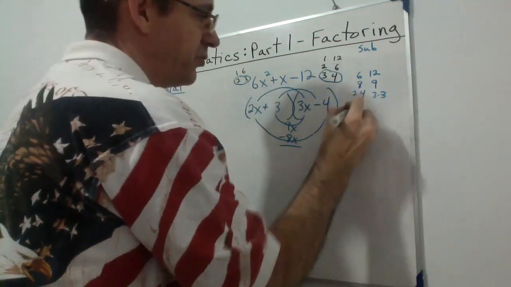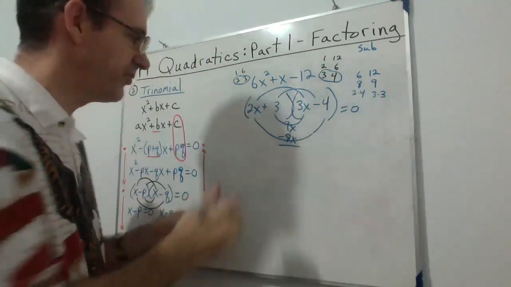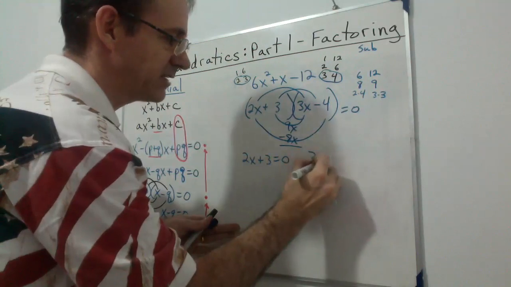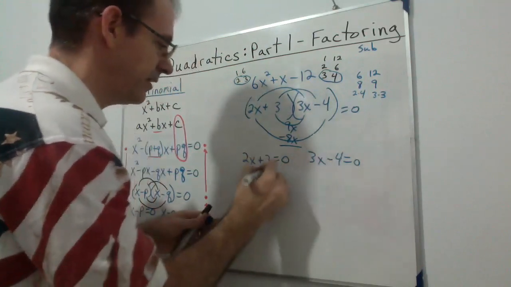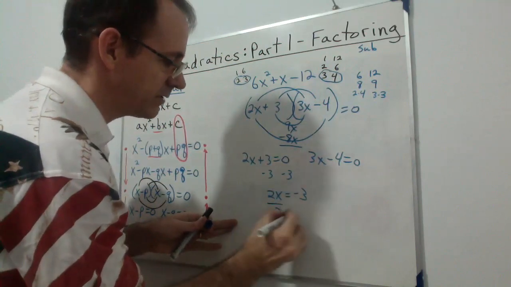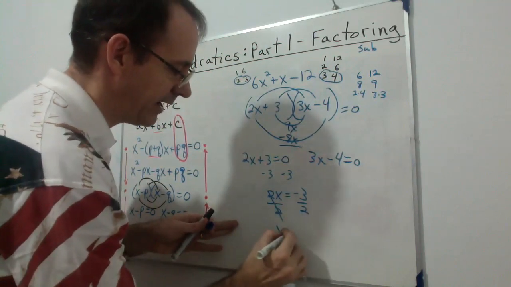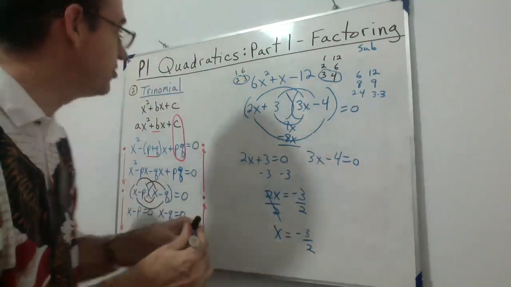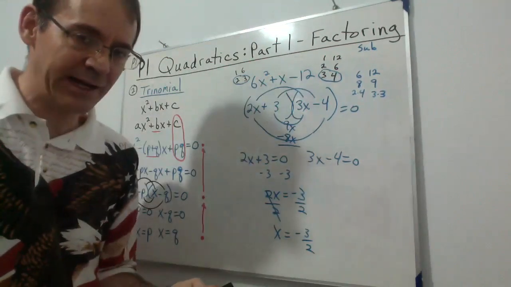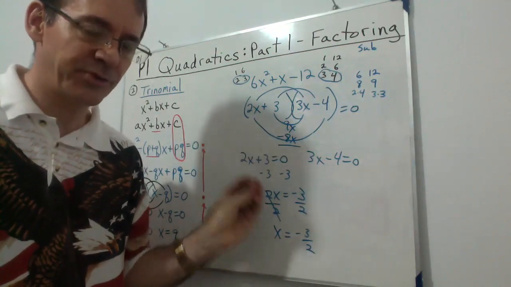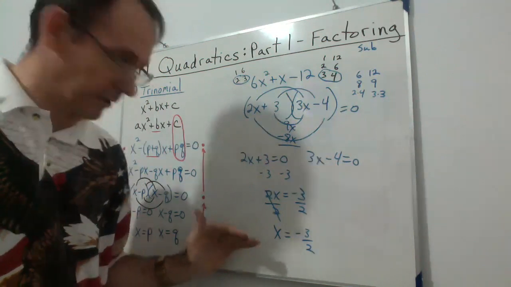If you put this into an equation and you have it equal 0, that means you have 2x plus 3 equals 0, 3x minus 4 equals 0. Here you subtract 3, 2x equals negative 3, divide by 2, divide by 2, x equals a negative 3/2. Notice when I'm doing my work, since we're just starting at the beginning of quadratics, it's a good time to remind you of good math procedure when you show your work.